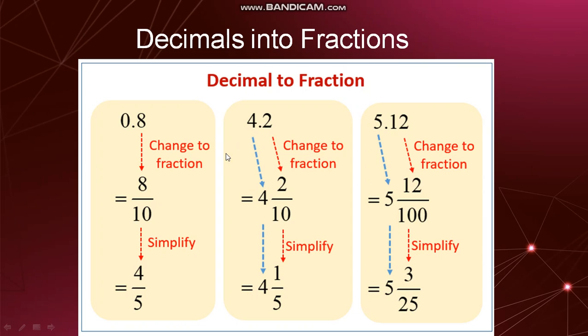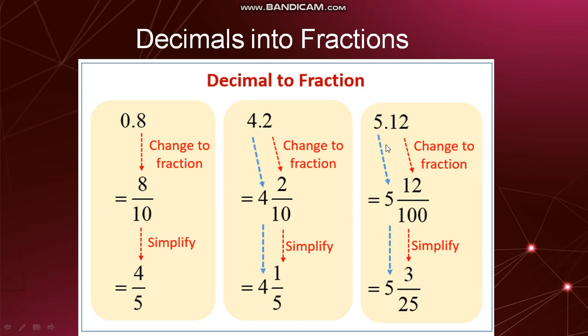Or if you want another way, the number which comes to the left side of the decimal is a whole number, right? So you can write the whole number here, and the number which comes to the right side of the decimal is a decimal number. So 2 by 10. It is further simplified and written as 4 1 by 5.